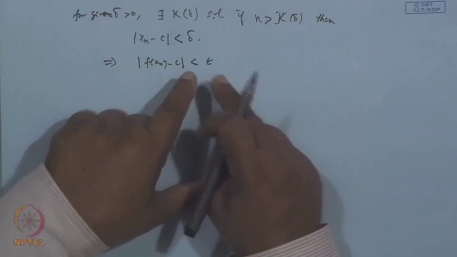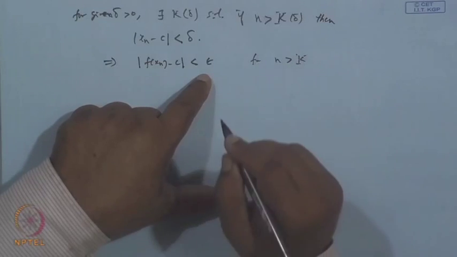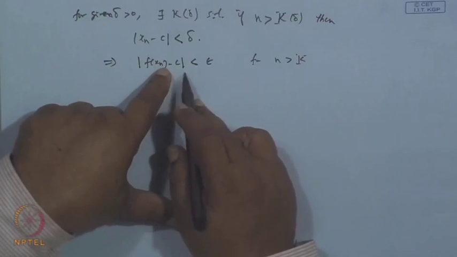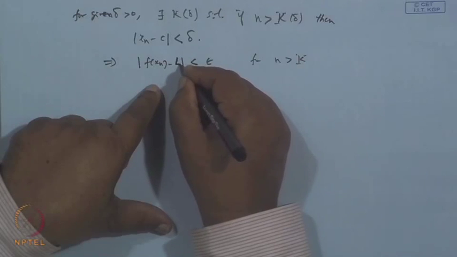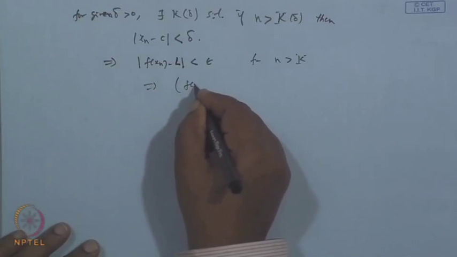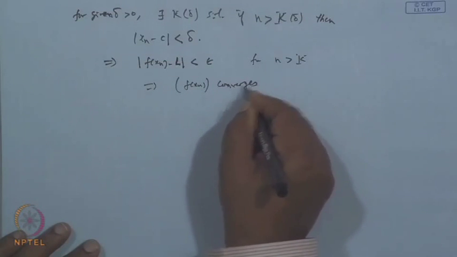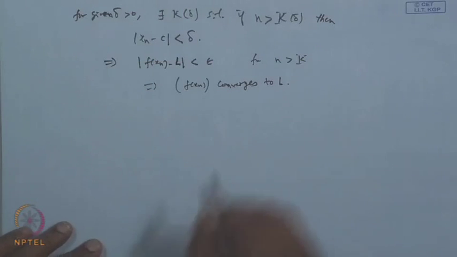And this is true for what? For all n greater than capital K. So it means the limit of f(x_n) is nothing but L. So this shows the sequence f(x_n) converges to L. That is all.